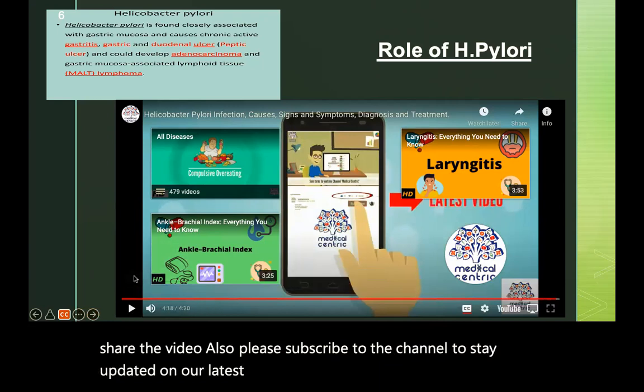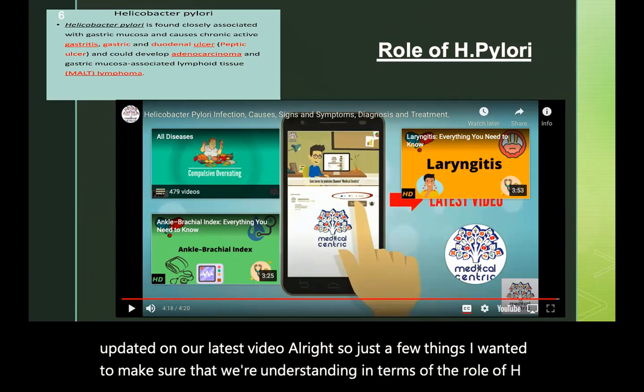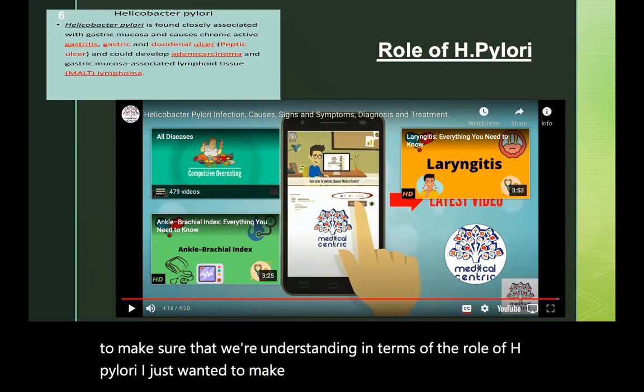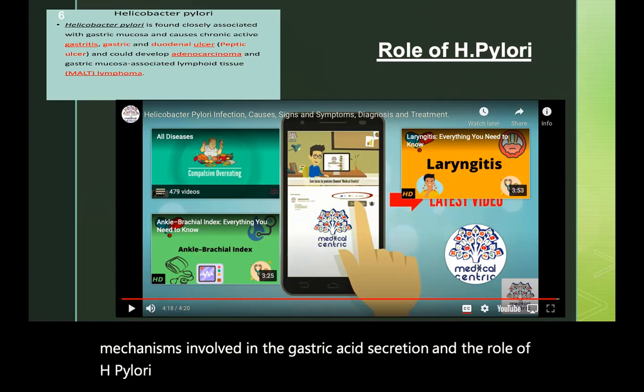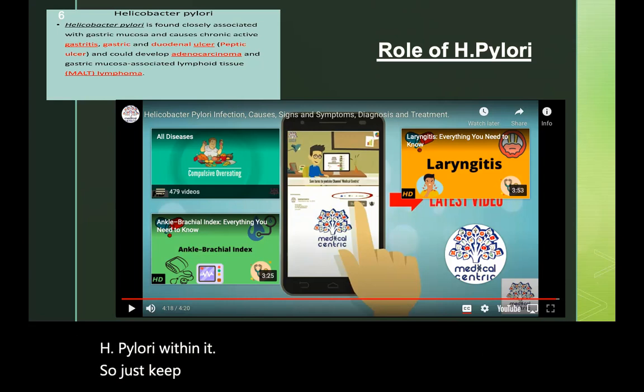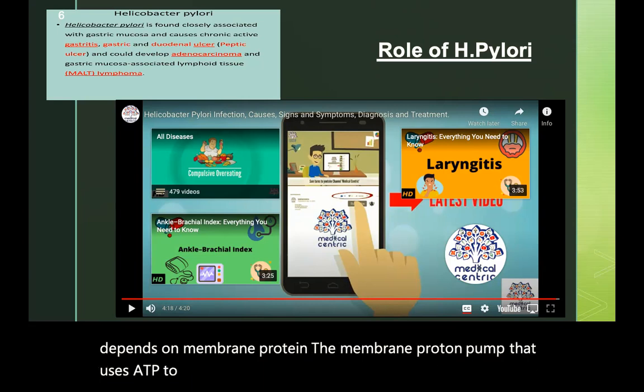All right, so just a few things I wanted to make sure that we're understanding in terms of the role of H. pylori. I just wanted to make sure that we understand the mechanisms involved in the gastric acid secretion and the role of H. pylori within it. So just keep in mind, gastric acid secretion by parietal cells depends on the membrane proton pump that uses ATP to move 1 H+ out of the cell in exchange for entry of 1 K+, or potassium.